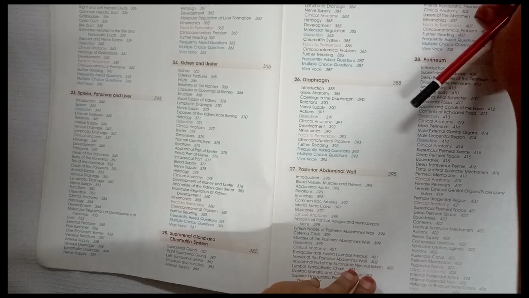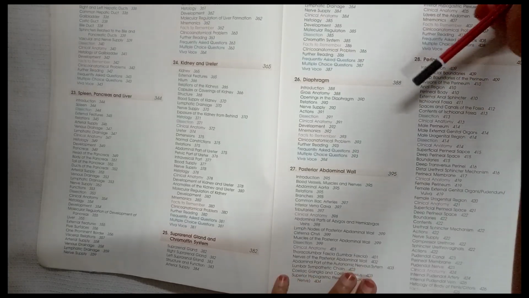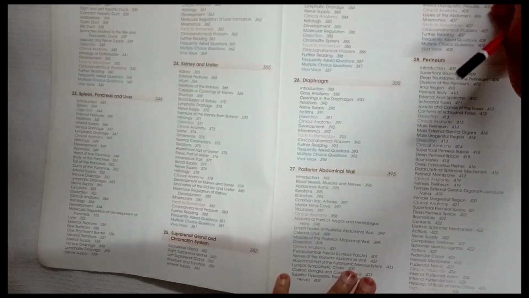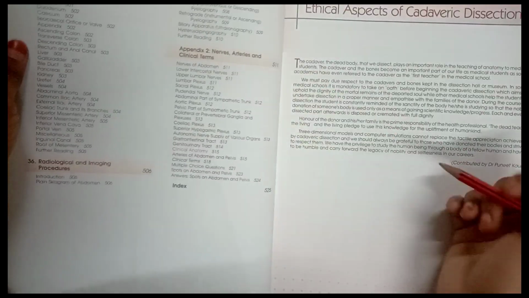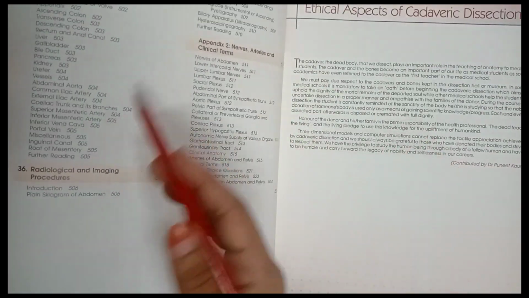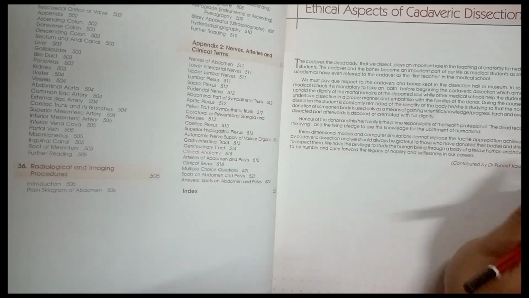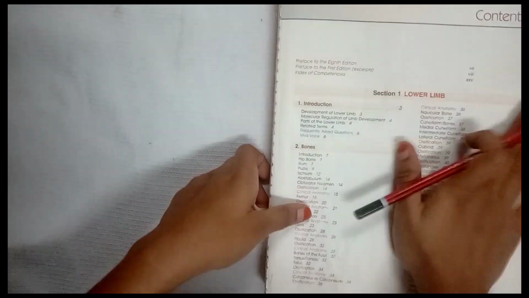It also gives the parts in the abdomen, for example kidney, ureter, spleen, and perineum also. Urinary bladder and urethra are also given here, and rectum and anal canal and the wall of the pelvis. Finally it also gives the surface marking and radiological anatomy in the second volume.